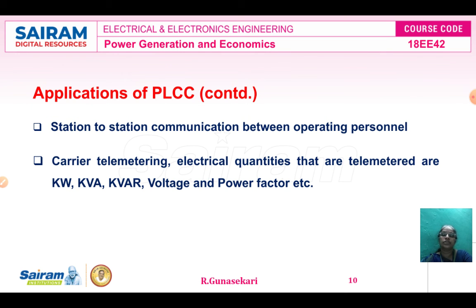Station to station communication between operating personnel, and carrier telemetering. The electrical quantities that are telemetered are kW, real power, kVA, apparent power, kVAR, reactive power, and voltage and power factor.